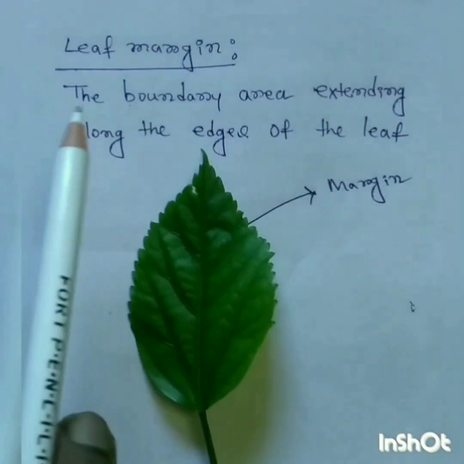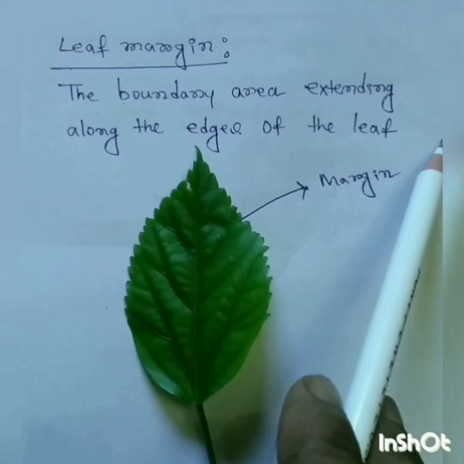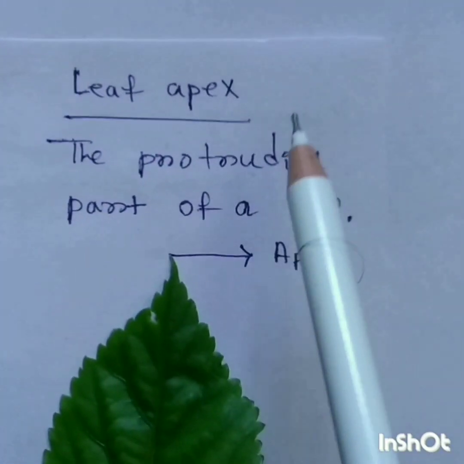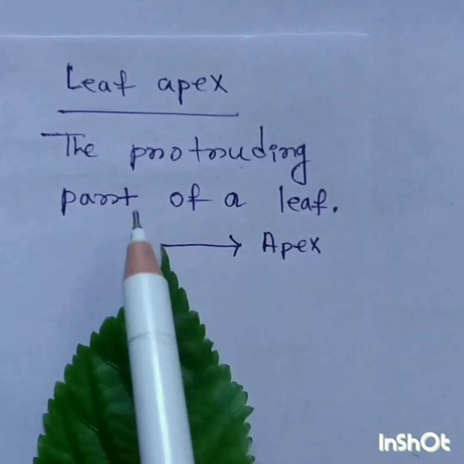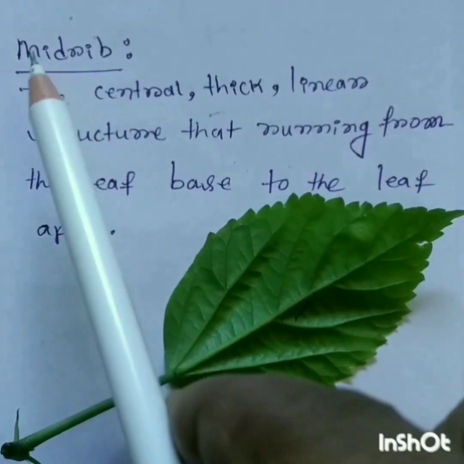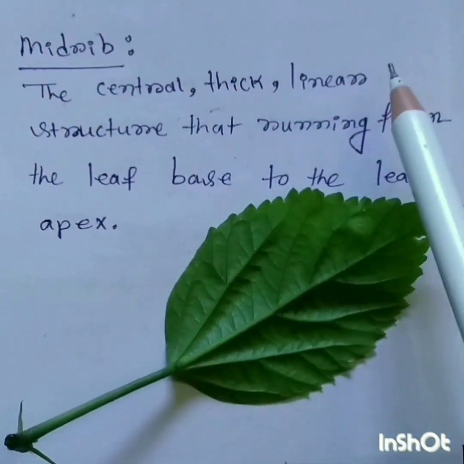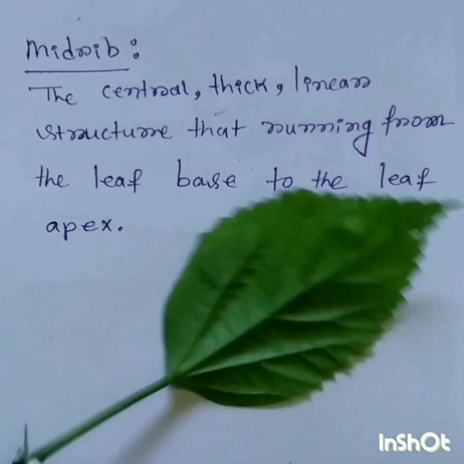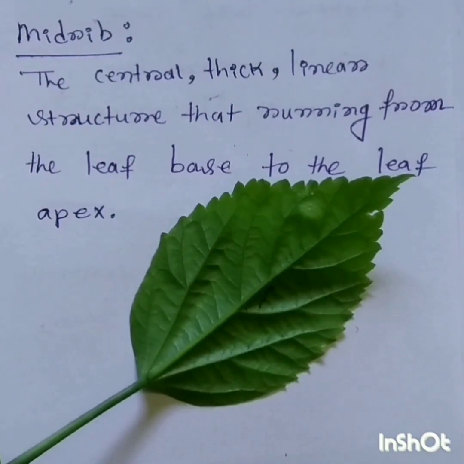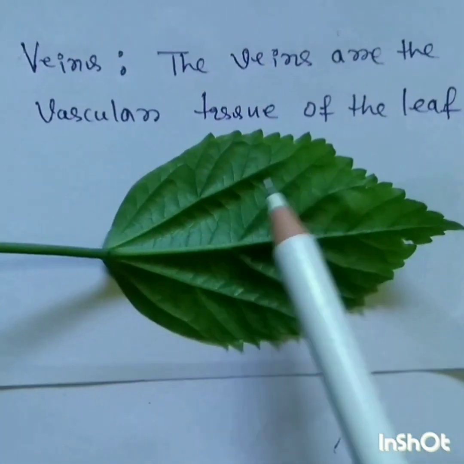Leaf margin. The boundary area extending along the edges of the leaf. Leaf apex. The protruding part of a leaf. Midrib. The central thick linear structure running from the leaf base to the leaf apex. Veins. The veins are the vascular tissue of the leaf.